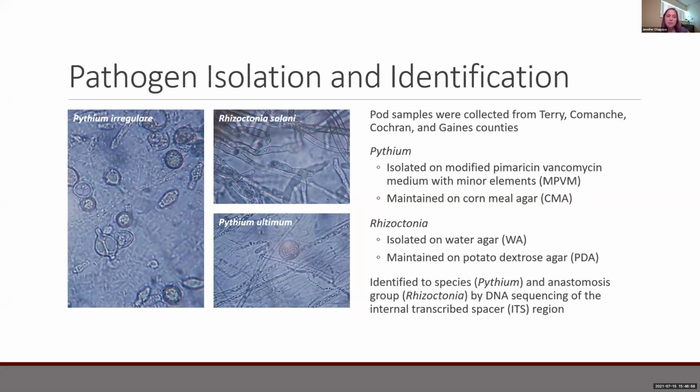For the samples that we did get, upon receipt they were washed thoroughly with distilled water and allowed to dry in a biosafety cabinet. The samples were plated on the Pythium selective medium, modified PARP medium, and everything else was plated on water agar for the isolation of Rhizoctonia. Isolates were maintained and tested on cornmeal agar for Pythium and potato dextrose agar for Rhizoctonia. Initial identification was made by observation under light microscopy, and then identified to species level for Pythium and anastomosis group for Rhizoctonia by Sanger sequencing of the internal transcribed spacer region.